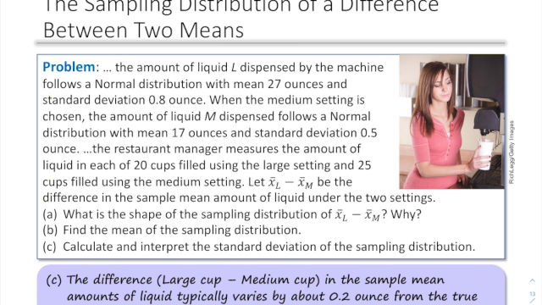To interpret the standard deviation, it means that the difference, large cup minus medium cup, in the sample mean amounts of liquid typically varies by about 0.2 ounces from the true difference in means of 10 ounces.